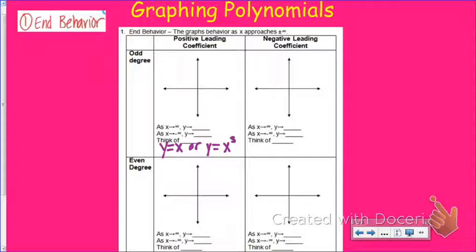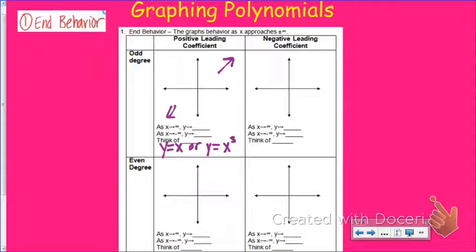Now, all I care about here is the end behavior, so I need to think about what that graph looks like. I know y equals x looks like this, and I know y equals x cubed looks like this. In both cases, I have one end down here and one end up here. So that's what my ends are going to look like when I draw my graph. What my graph does in the middle, it could connect straight, it could do something like that. We don't know what it's going to do. We're going to deal with that later when we talk about zeros and intercepts. For right now, we're just looking at the ends of my graph.